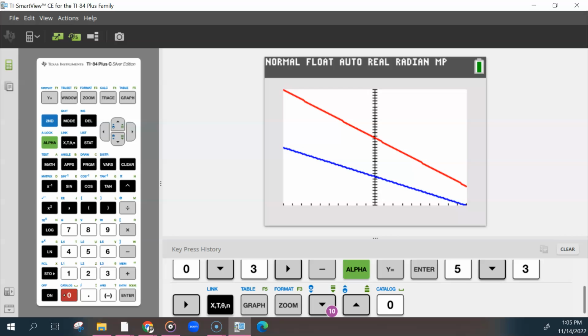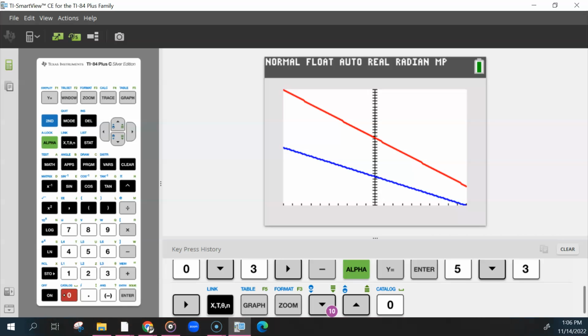Now I can at least see the lines, but they're not crossing. If they're not crossing, this next part won't work. Negative instead of minus. Keep going down. Graph.